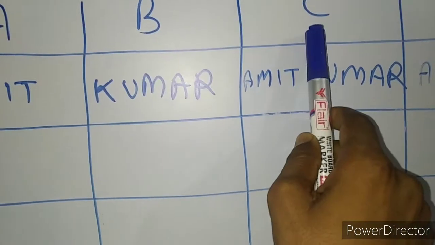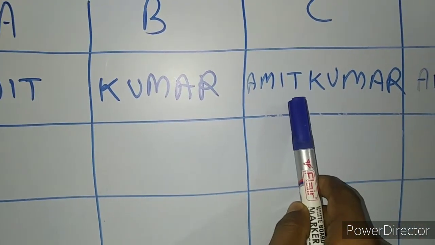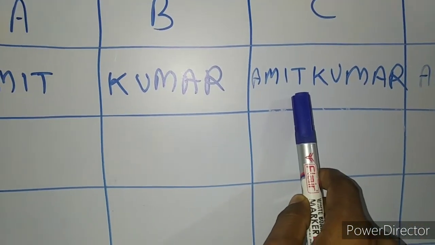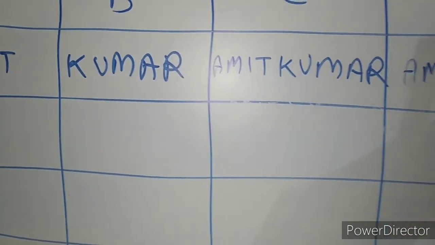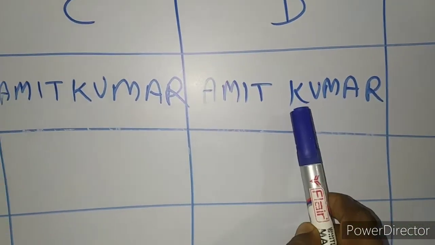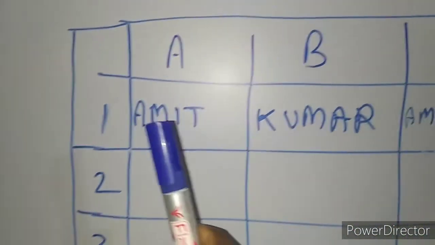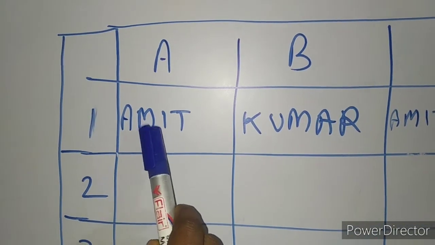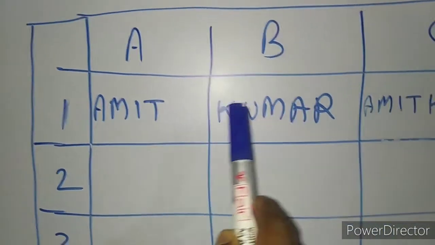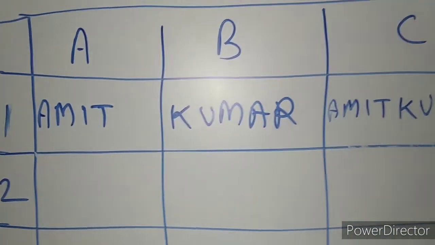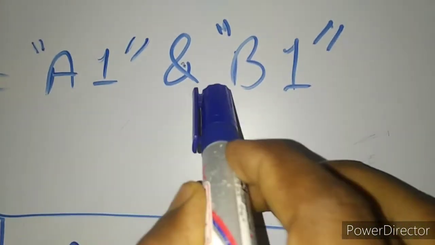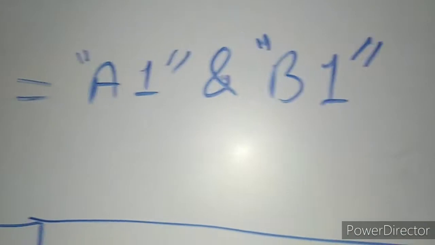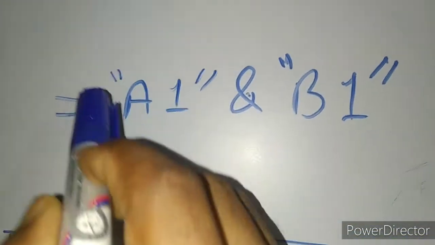If we want to write the full name in C, and we can also write the full name in D, then it means we have to connect, we have to join Amit and Kumar. So we can do it in two methods. For this, the concatenation operator & is used.